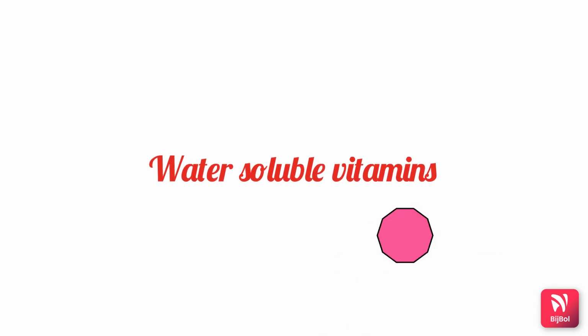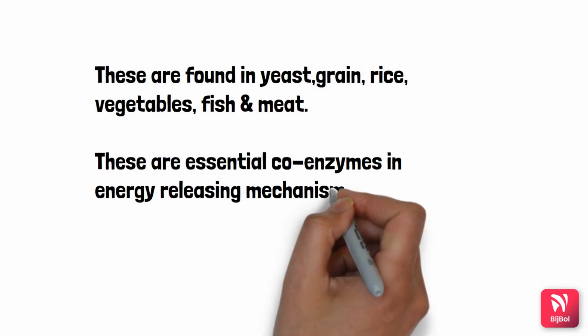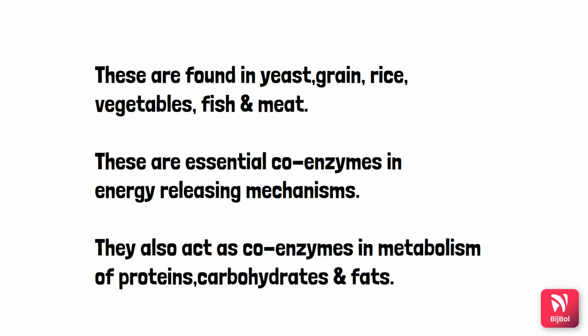Water soluble vitamins are two in number. They are vitamin B and also vitamin C. So let us know about general characteristics of water-soluble vitamins. These are found in yeast, grain, rice, vegetables, fish and meat.